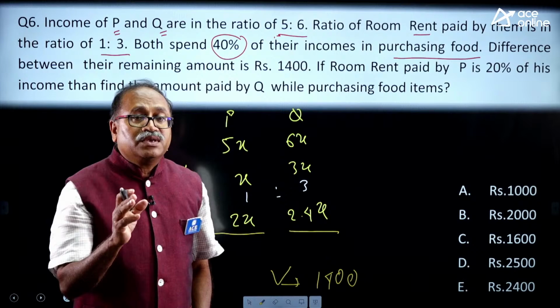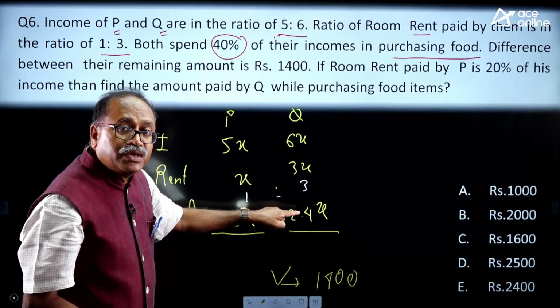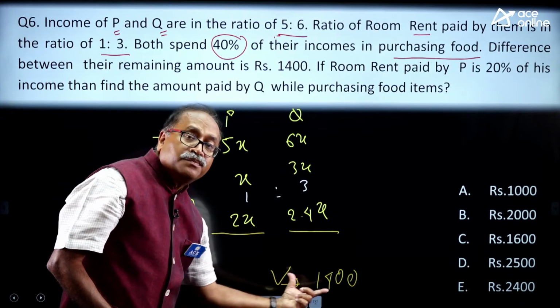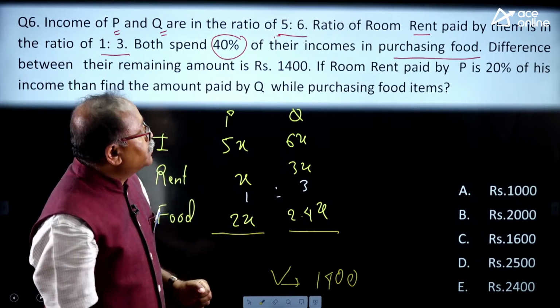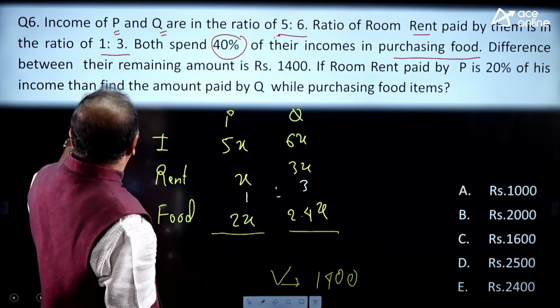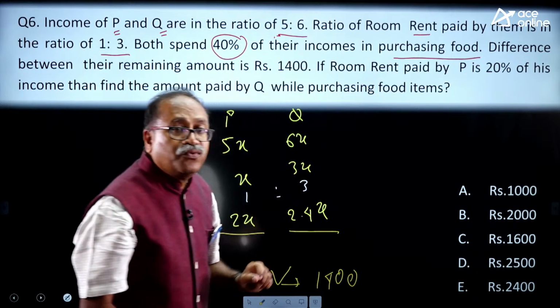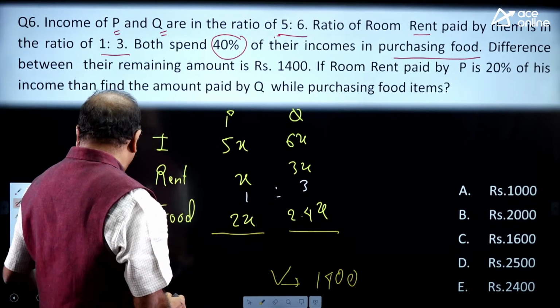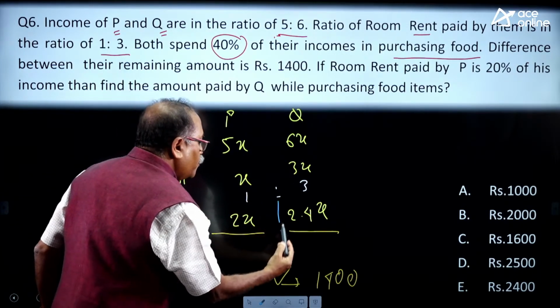Can you answer the question now? That income minus these two expenditures is the remaining part, and that remaining part is 1400. You get the x value, and once you get the x value, you can find the amount paid by Q while purchasing the food. Q spent how much money on food? Look at this part. Q paid how much money on food?